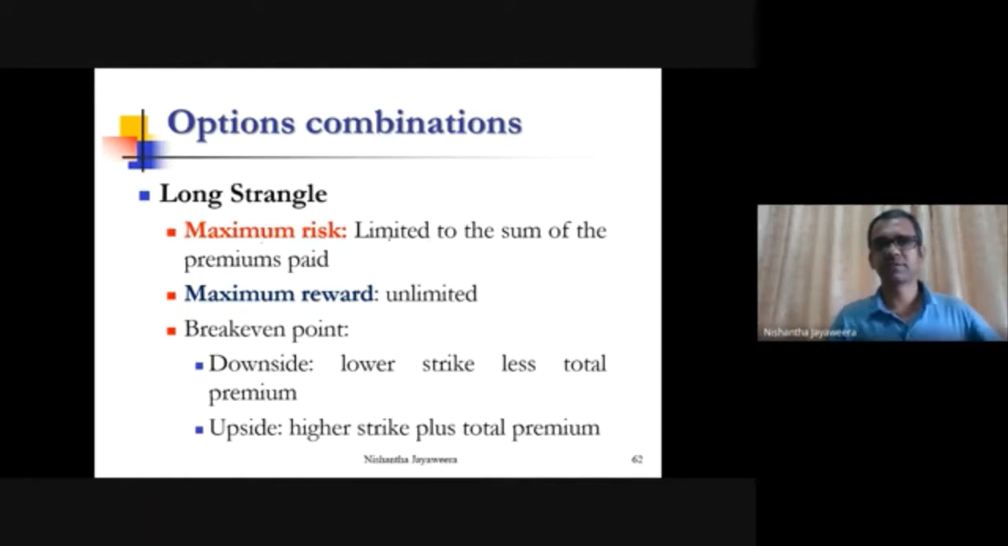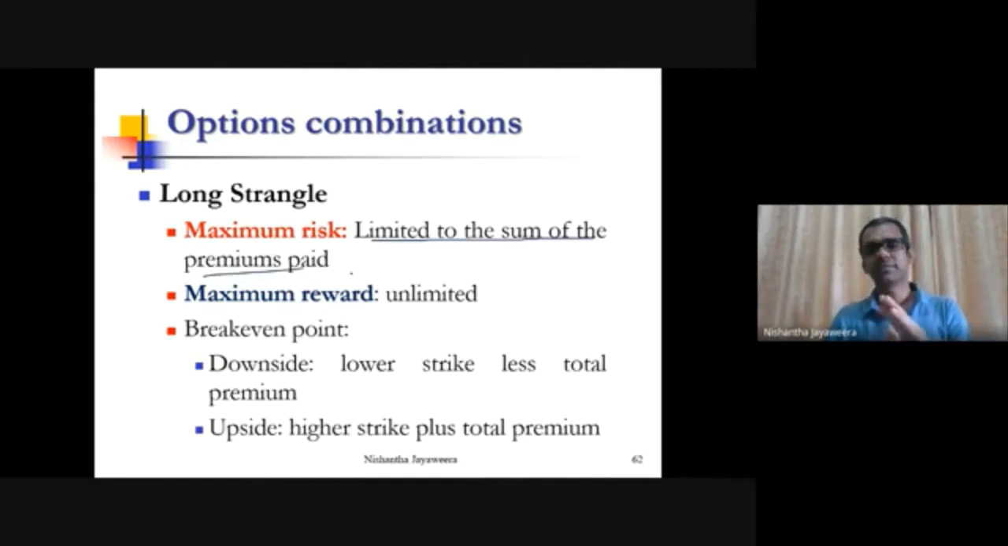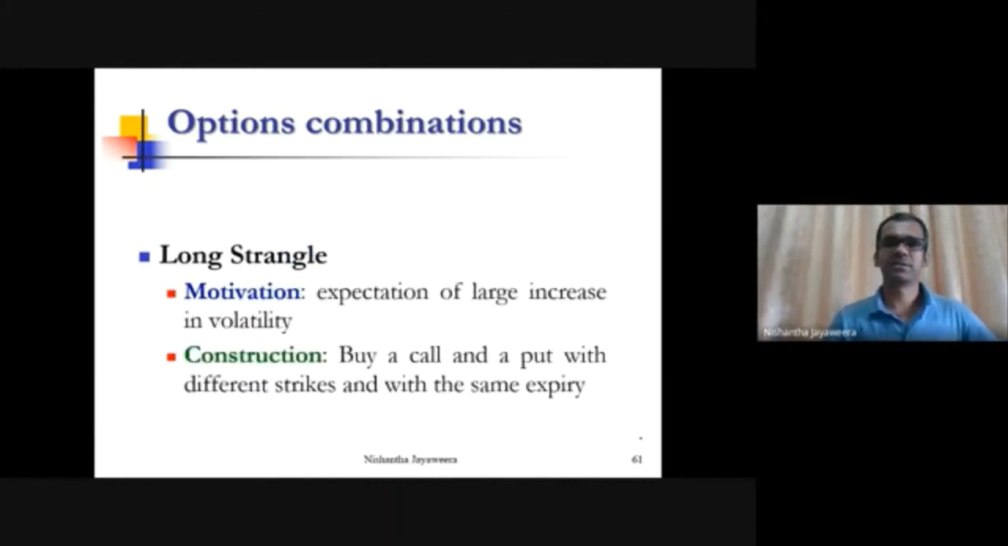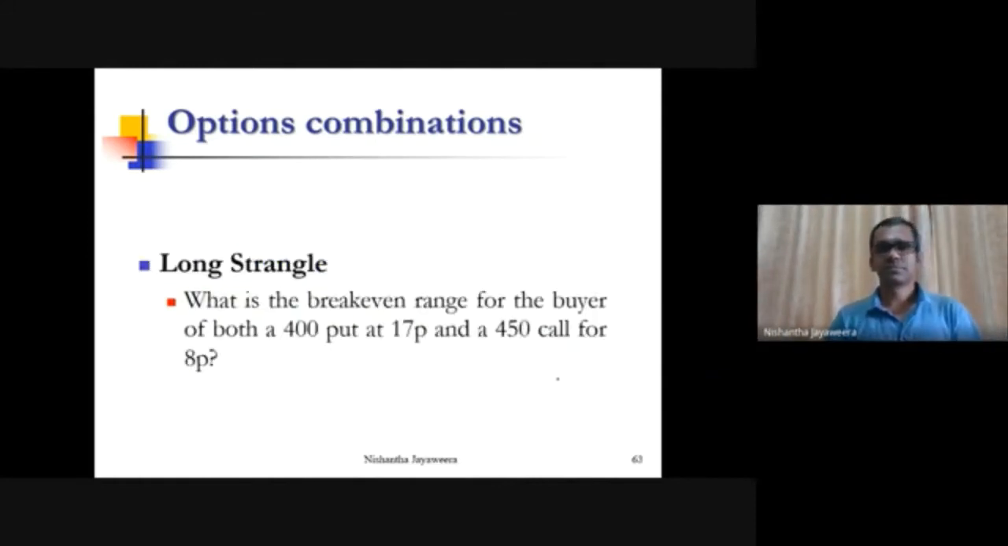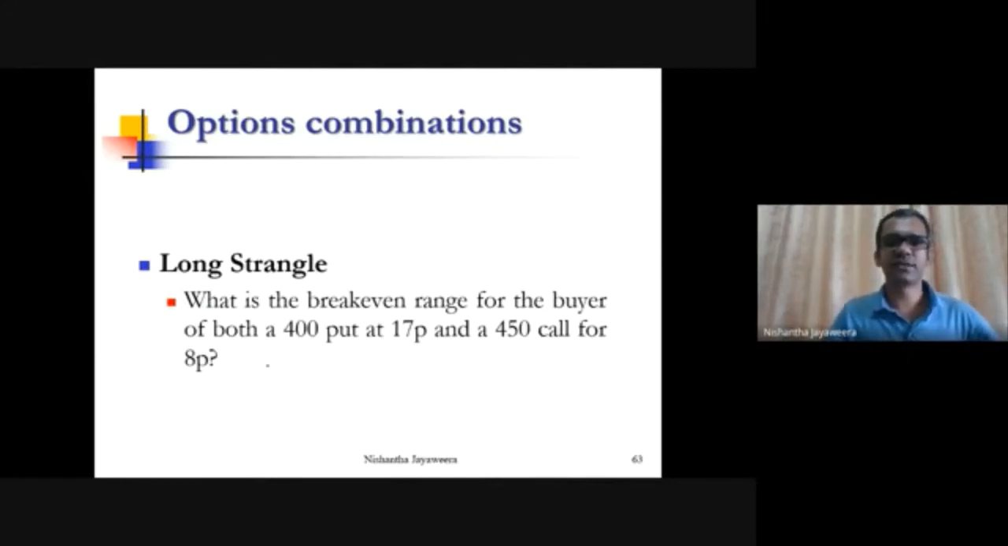So maximum risk is limited to the sum of the premiums paid, which is lower than the premium paid in a straddle. There are again two break-even points: lower strike less total premium, higher strike plus total premium, as I explained here. Again, what is the break-even range for the buyer of both the 400 put and the 450 call? So break-even points, what is the total premium?